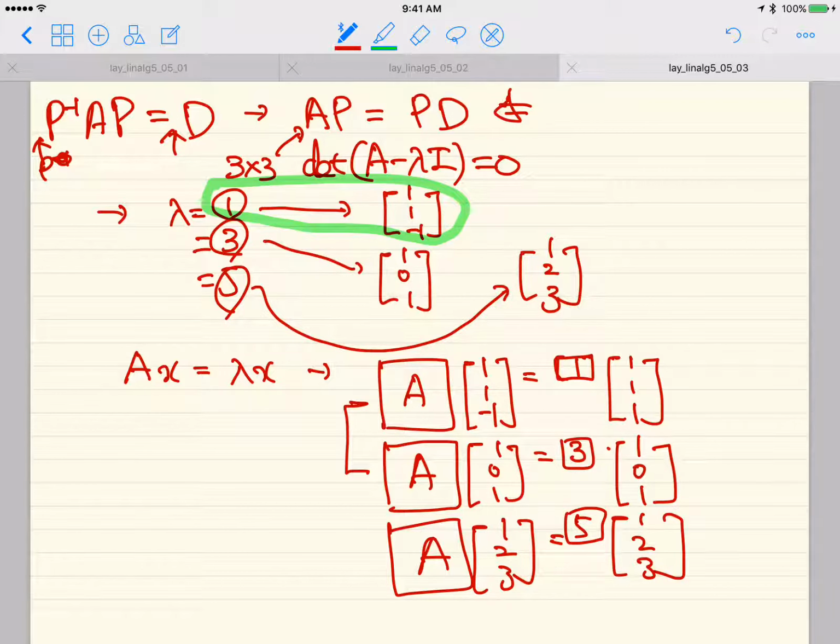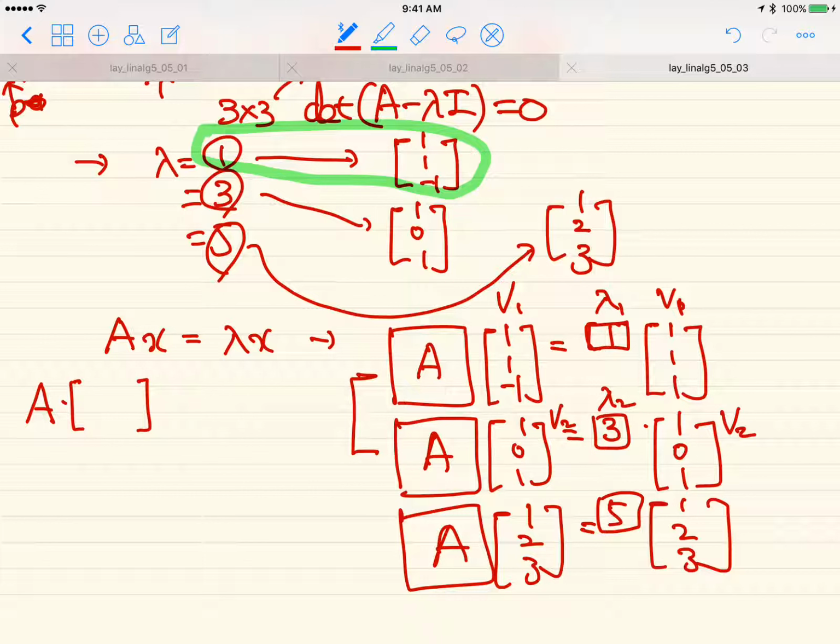Let's first try to aggregate those two parts. Okay, so in this case, let's call this V1 and lambda 1 V1, and this guy V2 and lambda 2 V2. Okay, then how about this? We multiply A on the left and we form some matrix. And this matrix is composed of V1 and V2.